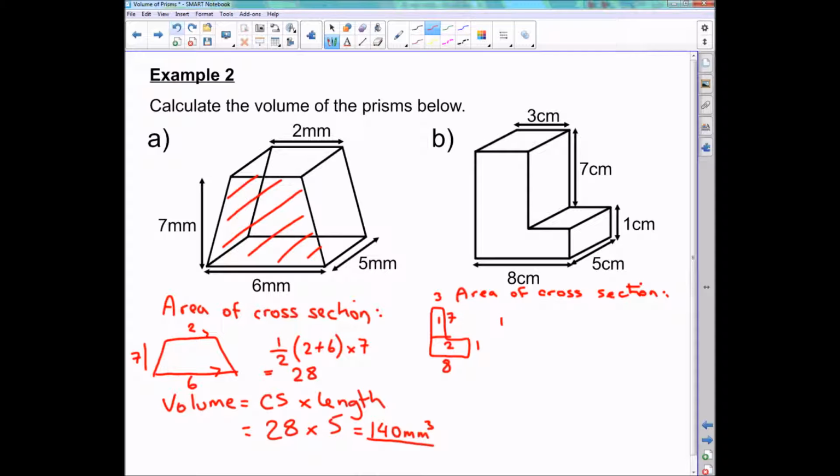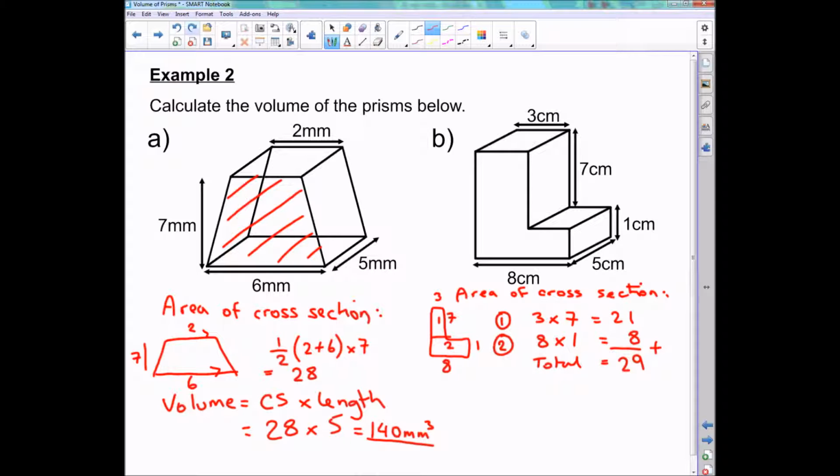So first off, the area of 1 is going to be 3 times 7, the height times the width, which is 21. The area of rectangle 2 is going to be 8 times 1, which is 8. So the total area is going to be those two added up, which is 29.